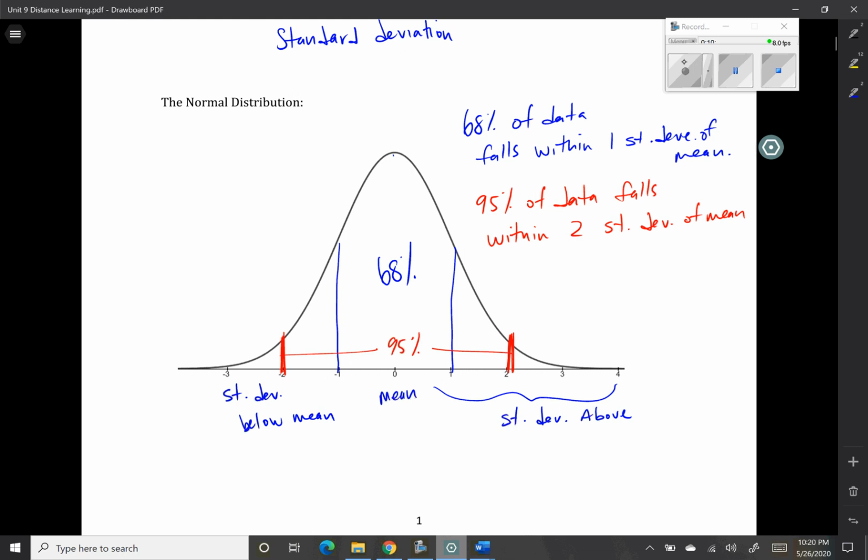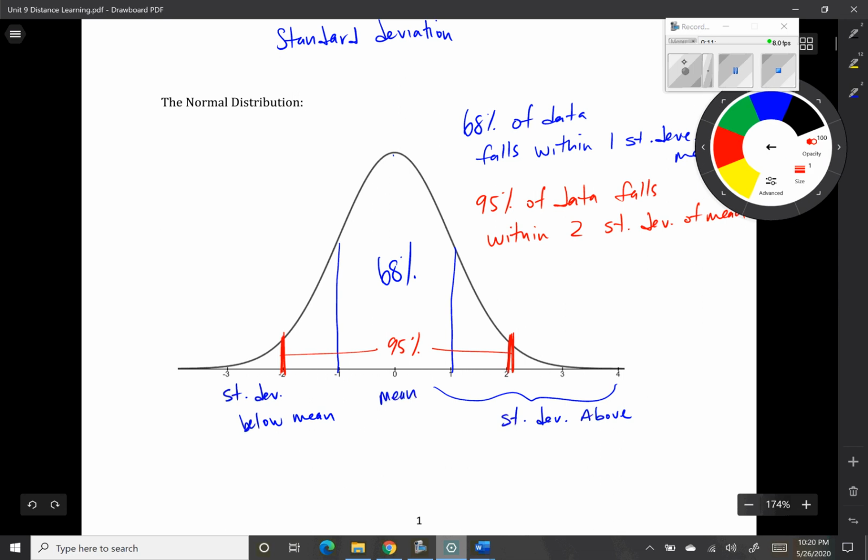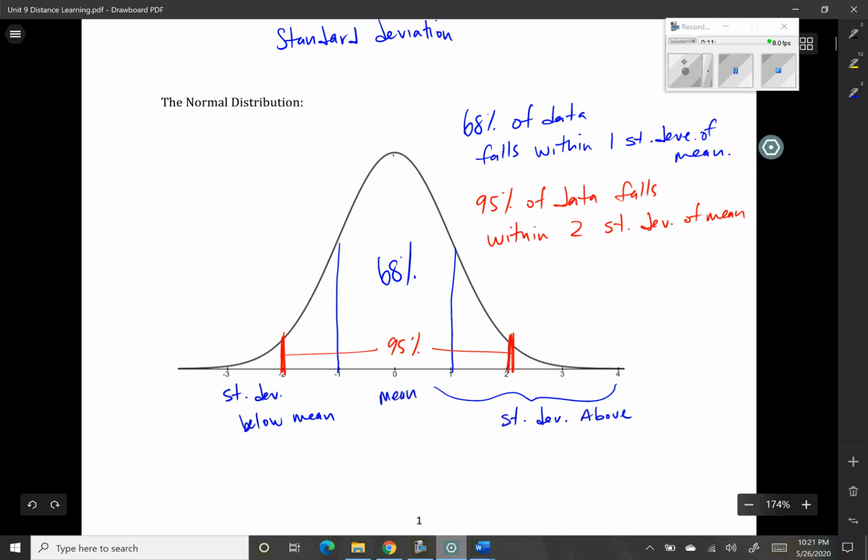And the last data piece that we'll look at here from this normal distribution is between 3 standard deviations above or below the mean. Now this number is going to be 99.9% of data. Almost every single piece of data will fit between 3 standard deviations above or below the mean. Okay, very few pieces will be outliers above or below that number.